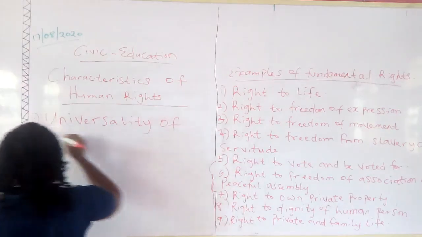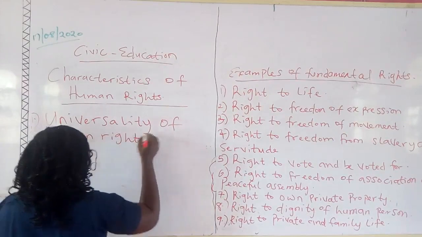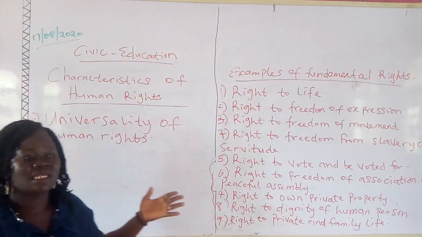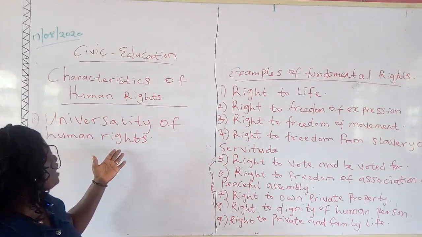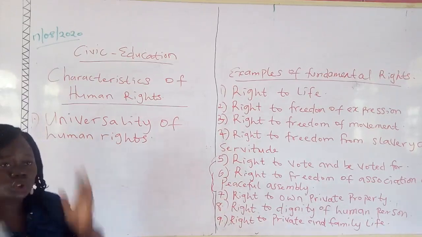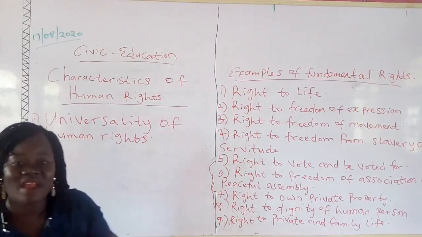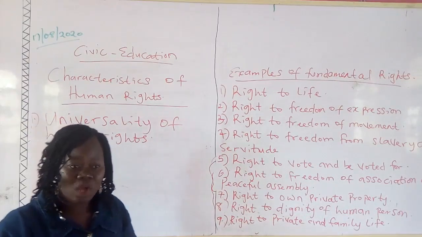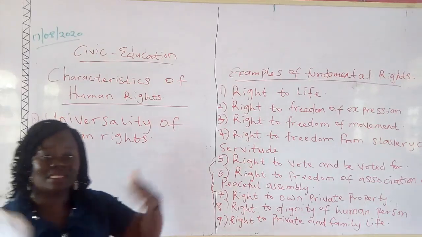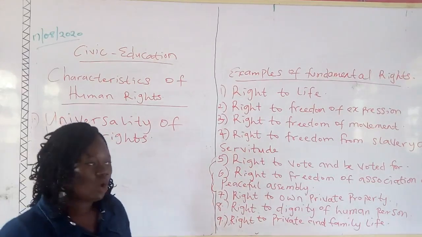Universality of human rights. When we say universality, from the word universe, it is found in every country or every nation of the world. Every country or every nation of the world has this fundamental right engraved in their constitution. So what is obtainable in Nigeria, according to the fundamental human right, is also obtainable in the United States of America, is also obtainable in Britain and every other part of the world.